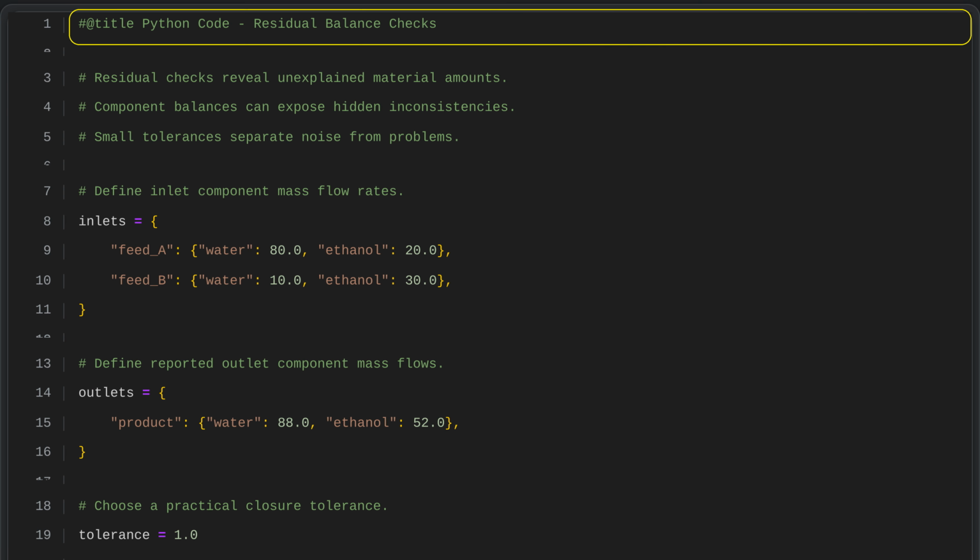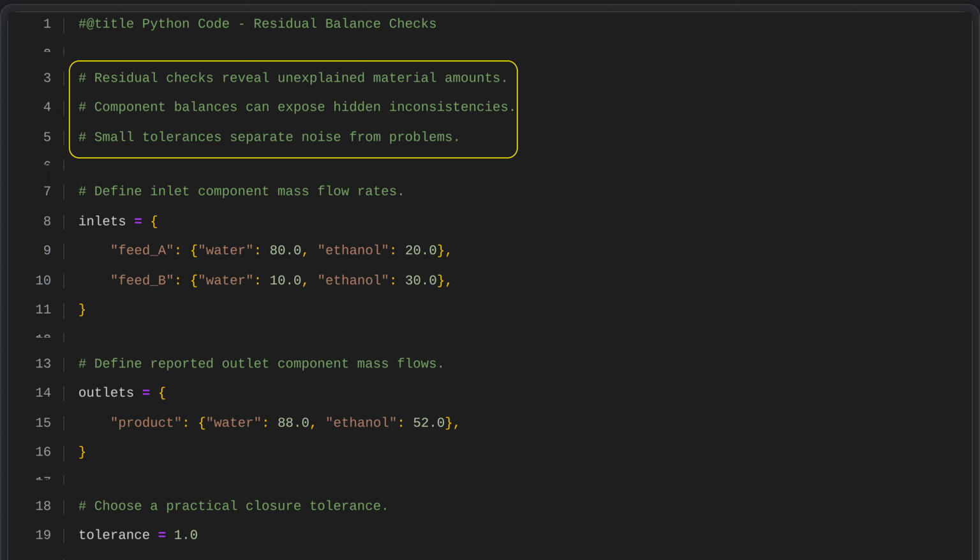Python code, residual balance checks. Residual checks help identify unexplained material amounts, while component balances can reveal hidden inconsistencies. Using small tolerances helps distinguish normal noise from real problems.